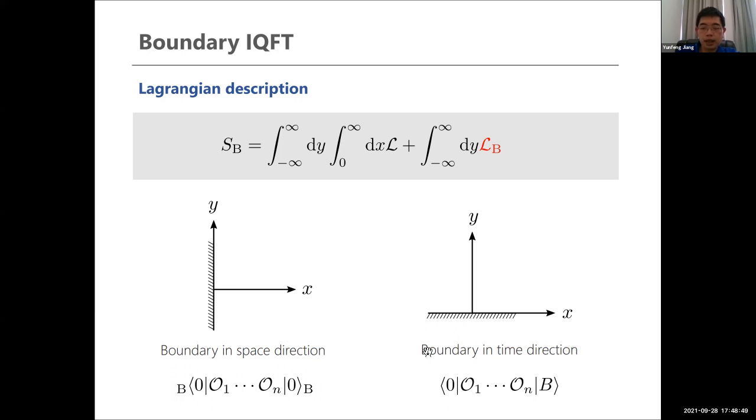On the other hand, if you put your boundary in the time direction, then this boundary manifests itself as a boundary state, denoted by B. If you want to compute the correlation function, you sandwich it between a boundary state and a vacuum state, and this vacuum state is the vacuum state of the full line of the whole system. So it's nice to keep in mind that we have different descriptions, but they are equivalent.